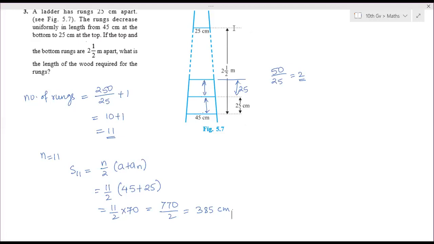So how you will calculate the number of rungs in this? Ma'am, the total it's 250 centimeter and there is 25 centimeter gap between each rung, so 250 by 25. But that you started counting from the first one. So when you do 250 by 25, you are not counting the first rung. For that you need to add it. Plus 1. That is what we have done here. Okay, ma'am.